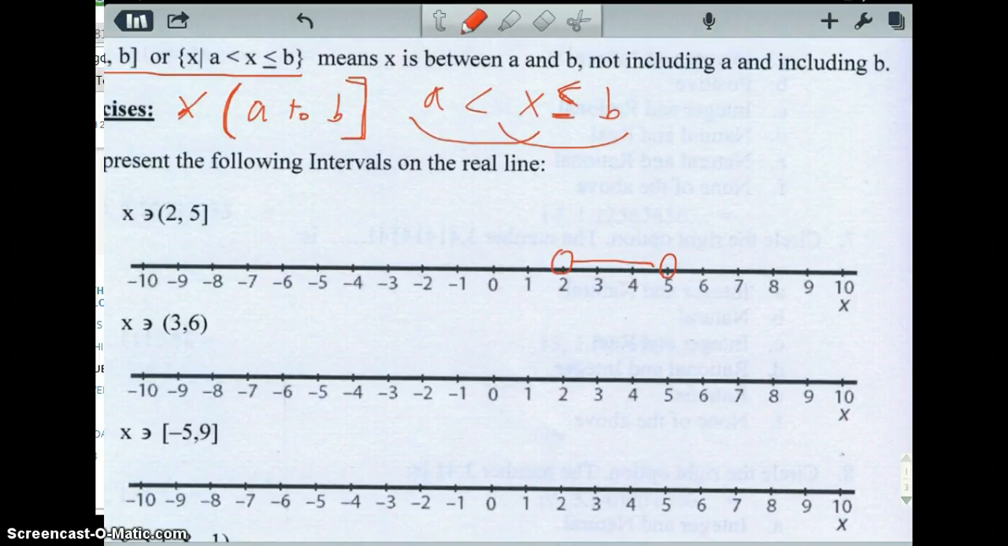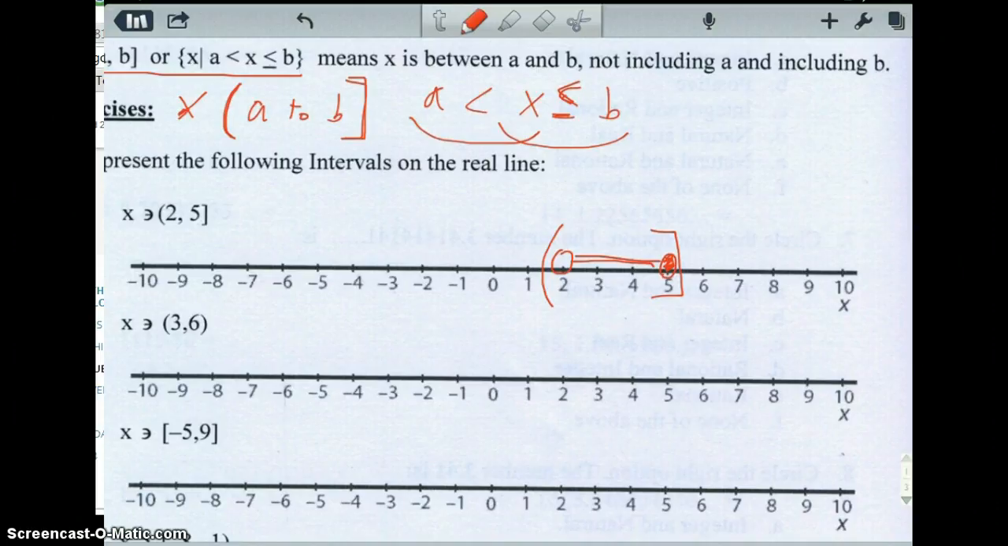Well, when there's a square parentheses, that kind of means that we do include the number. So we color that in. Okay, so 5 is included. Now when it's a round parentheses, that kind of means that we don't include the number, so we leave the circle open. So everything in between 2 and 5 is included. It's all red. 5 is included, but the number 2 itself is not included. Now what about 2.000001? Is that included? Yes, it is. Everything except for 2 is included. So anything to the right of 2 is included.